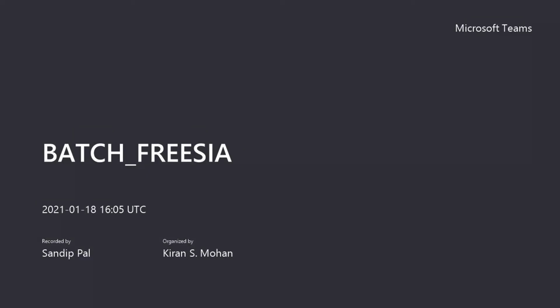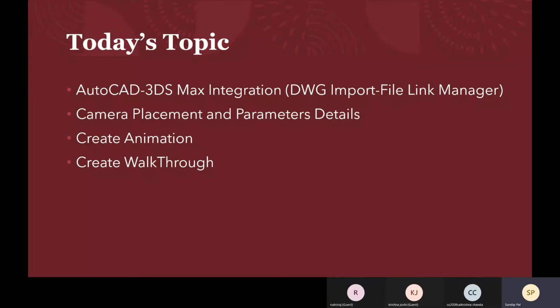We are going to learn about how we can import DWG files, like a DWG 2D plan, or else we can also import 3D files, DWG 3D files. Then camera placement and the parameters of cameras, how to work with a camera, and then creating animation and walkthrough. So let's switch into the software itself.